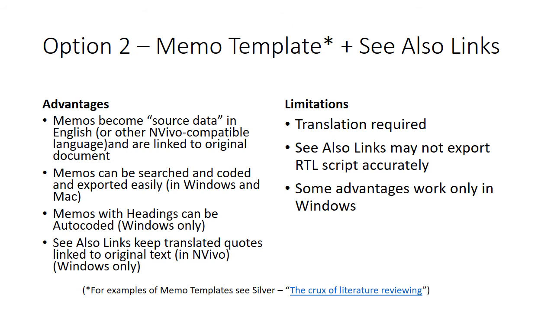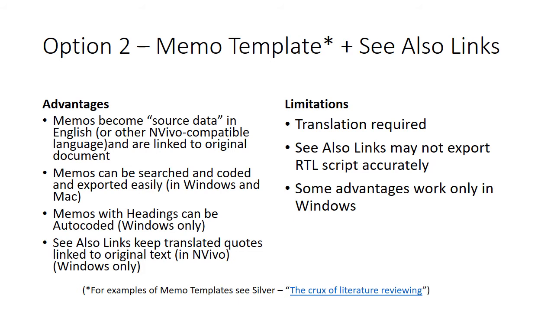So the advantages of this option are that the memos become your source data in English, or whatever language you've done the translation in, and they are still linked to your original document. The memos can be searched, coded, and exported easily, whether you're using Windows or Mac. If you're using the Windows version, you could use the memos with headings that could be auto-coded, and you could use those See Also links to keep the translated quotes linked to their original text.